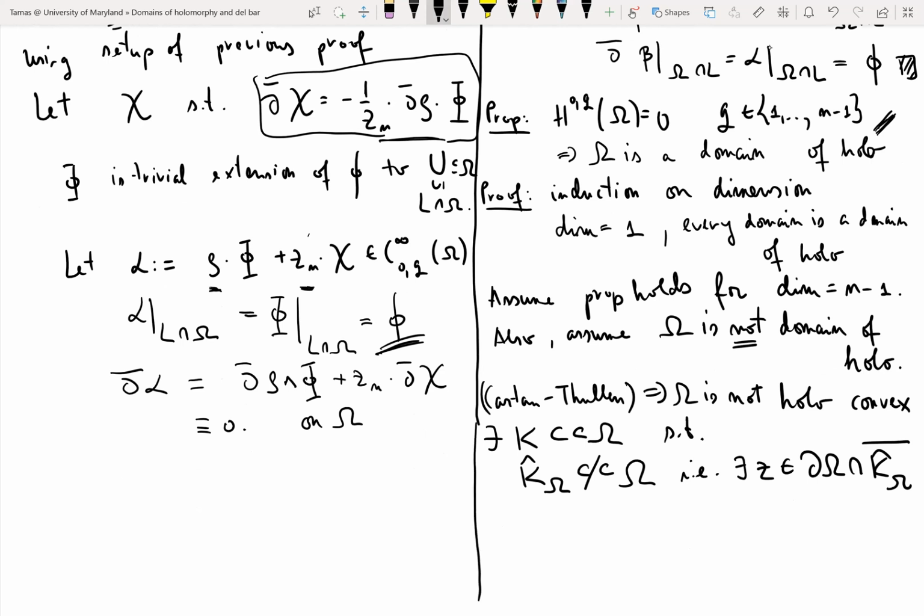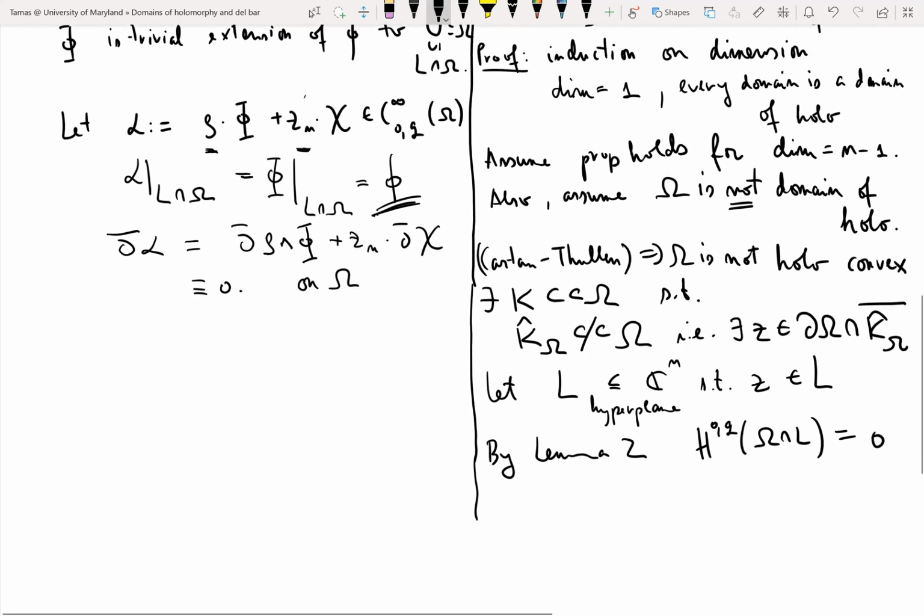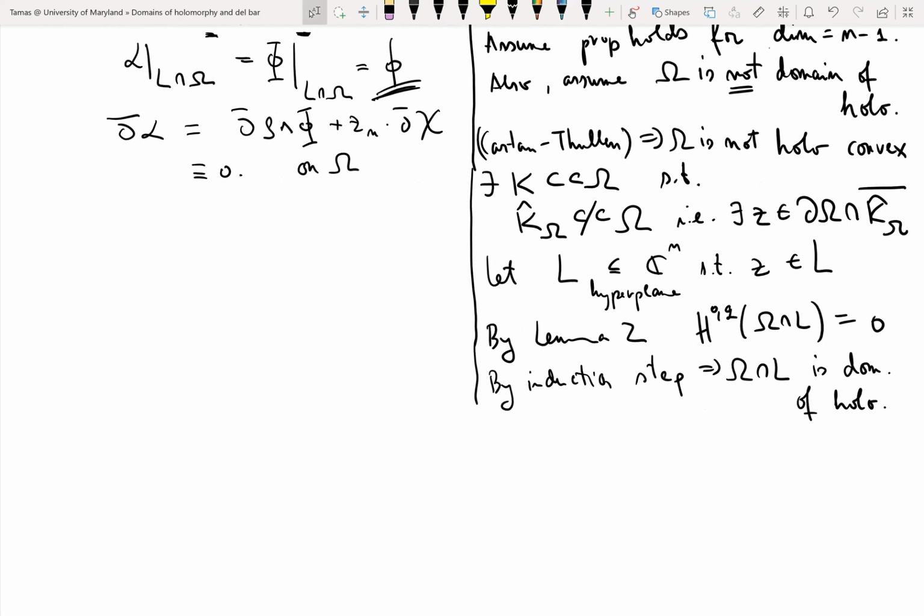Okay. So now we use a hyperplane cut. So let L be a hyperplane in C to the n containing Z. There's an infinity of choices here. So by lemma 2, we get that H^{0,q} of omega intersect L is always going to vanish for every choice of q between 1 and n minus 2. So by the induction step, this automatically implies that omega intersect L is a domain of holomorphy. So I will derive a contradiction with this using lemma 1.